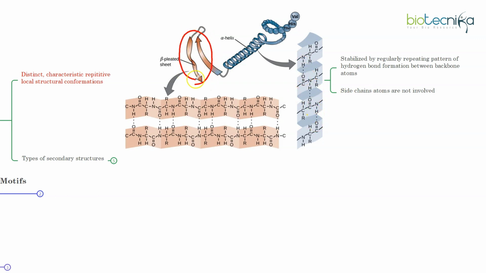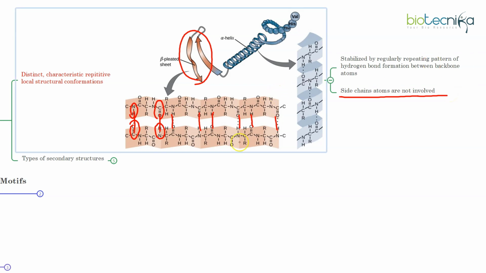Similarly, if you take a beta sheet, you will notice that this NH group is bonding with this CO, and this CO is bonding with this NH group. So again, there is a particular pattern in the sheet. How are these structures stabilized? From a linear structure, if they have to be stabilized, they need some bonds between them. A very important point is that the side chains are not involved in secondary structures.